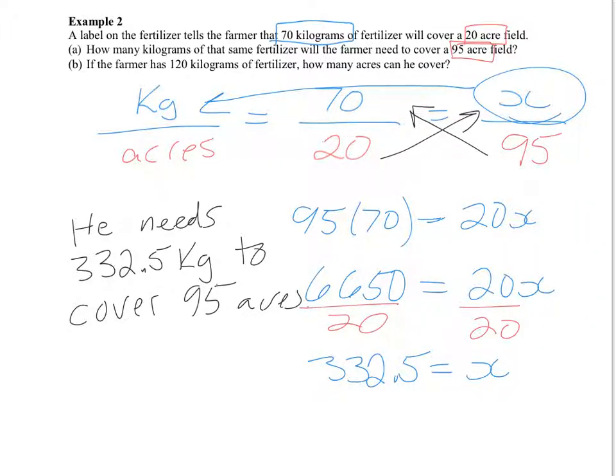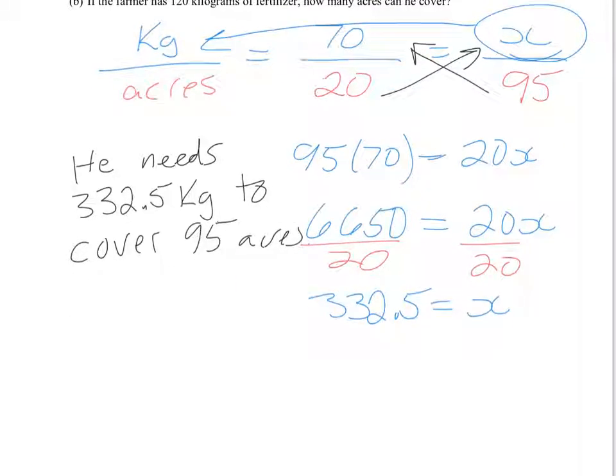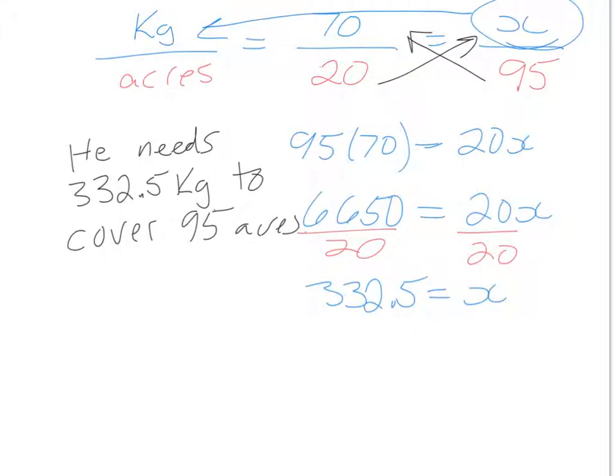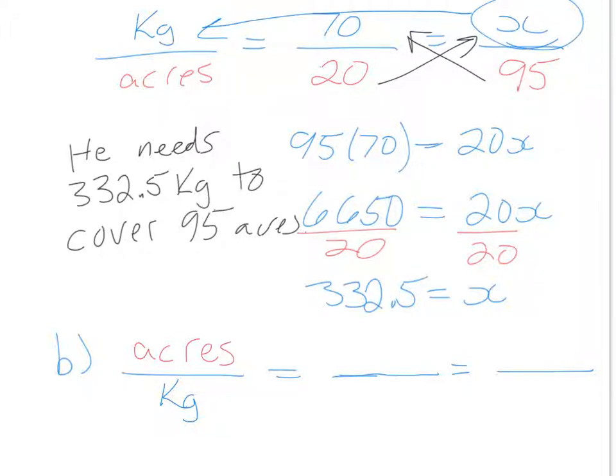Okay. Next question, B. If the farmer has 120, we're just going to rewrite this again. We've got our lines, and then I'm going to switch it up. I'm going to put the units in different places here just to show you that it still works. So we've got kilograms on the bottom, acres on the top, and the rate won't change because it's the same rate that they gave us in the question.